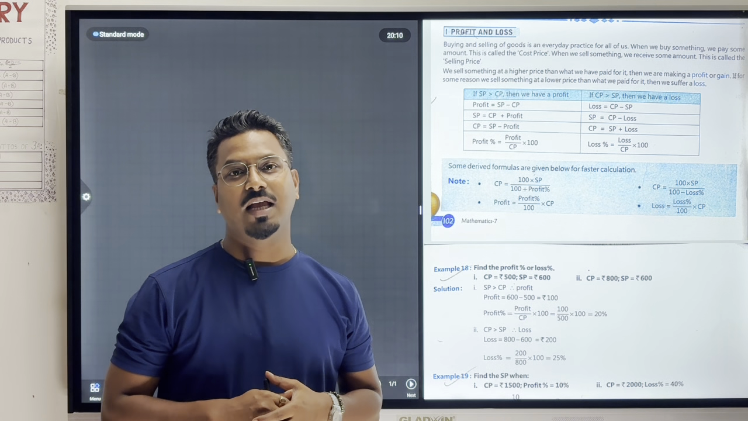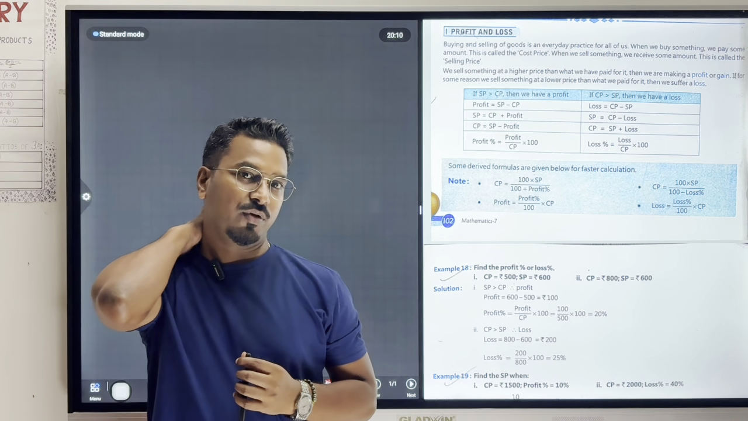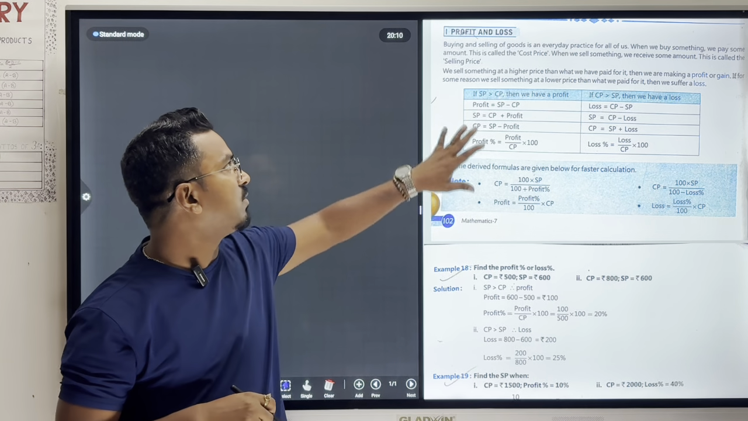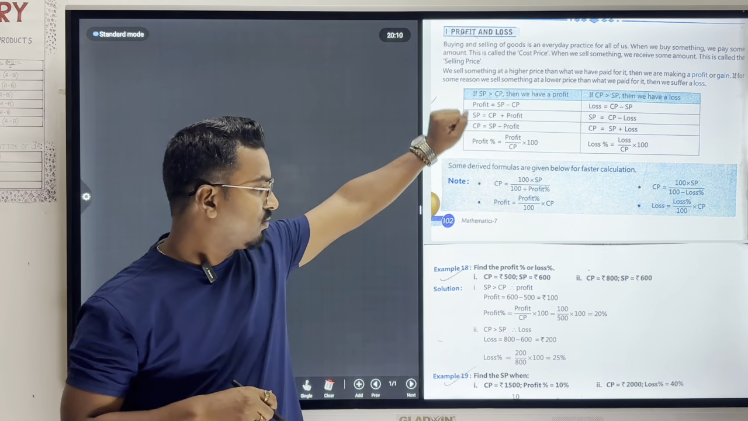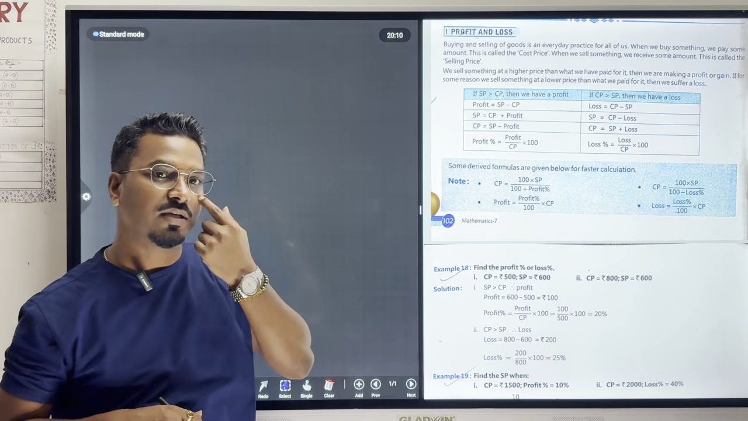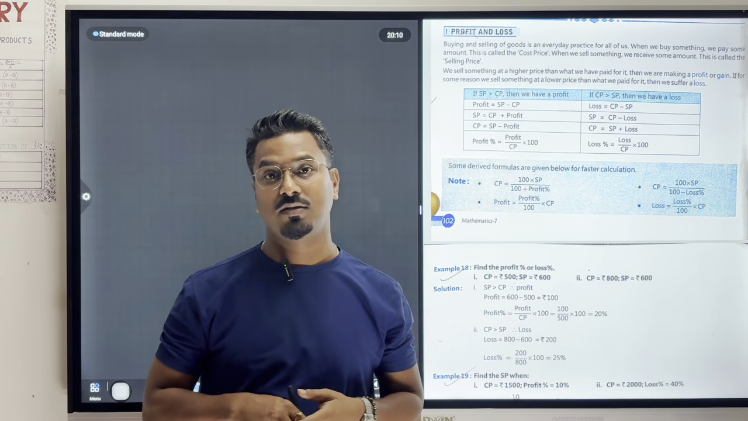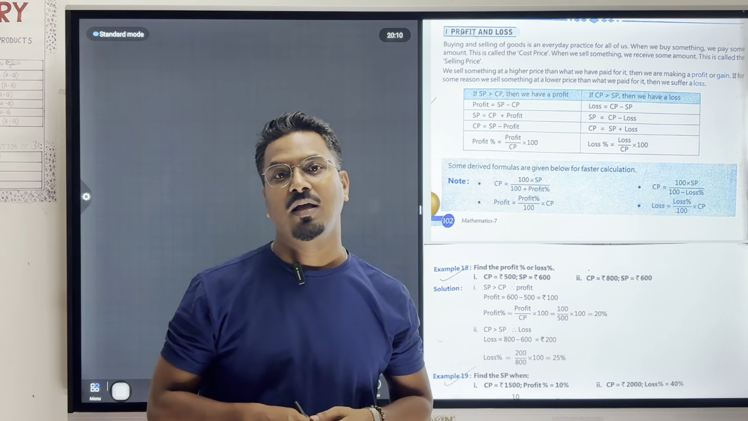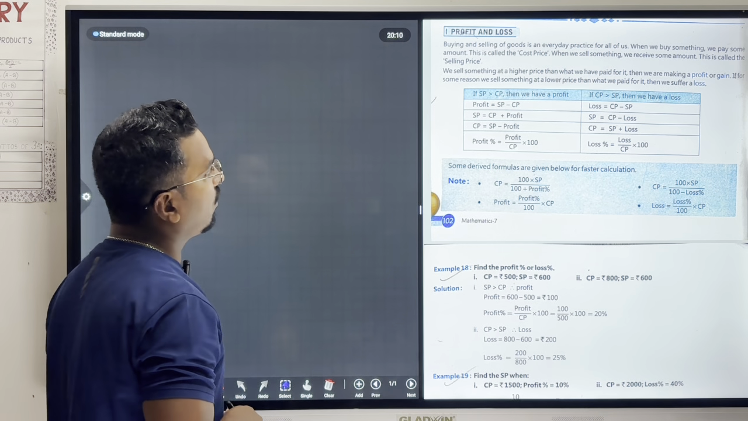So today we'll discuss exercise 8.3 and 8.4. Before studying exercise 8.3, we'll try to understand some terms related to profit and loss, that is cost price and selling price. We'll try to understand a few formulas and then apply them in exercise 8.3. So first we have profit and loss.